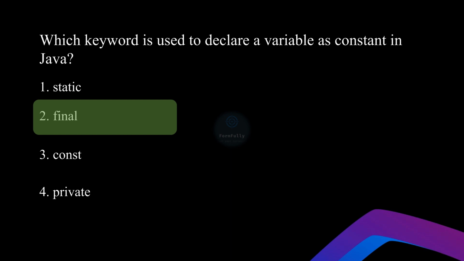Static is incorrect because it doesn't make a variable constant. Const is not a keyword in Java for declaring constants. Private is an access modifier, not used for declaring constants. So option 2 is correct.